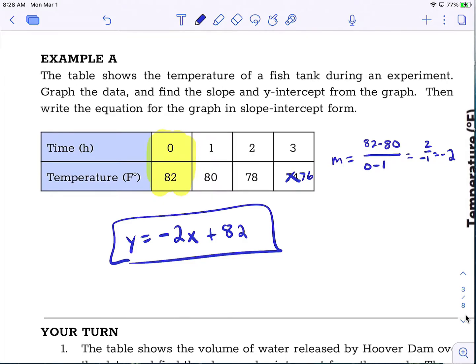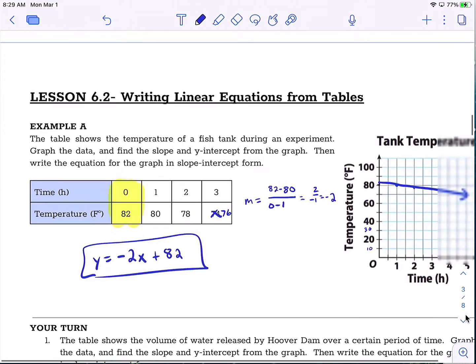Okay, so that one actually works out pretty good and is a little bit easier because of what they give us. And again, I like to say what this means in this situation. So remember, this is a fish tank and the temperature. So what's happening is this fish tank is starting at 82 degrees, and every hour the temperature is decreasing by 2 degrees according to this.